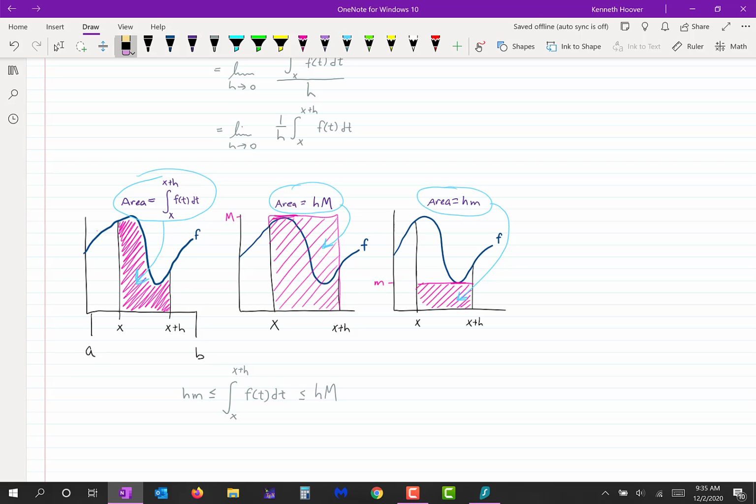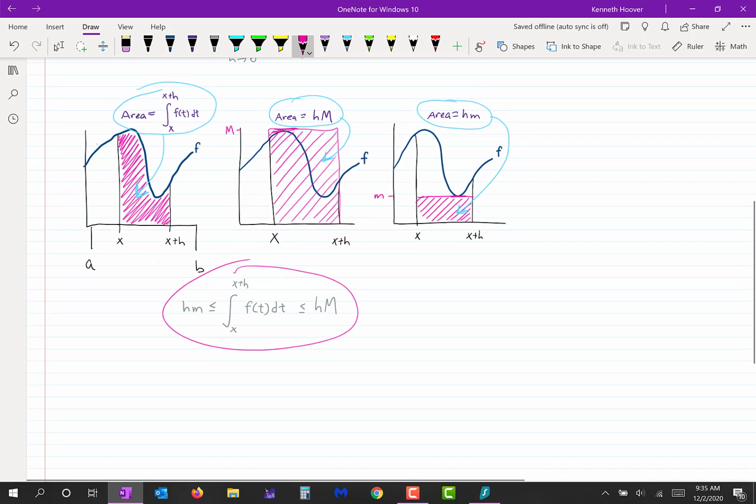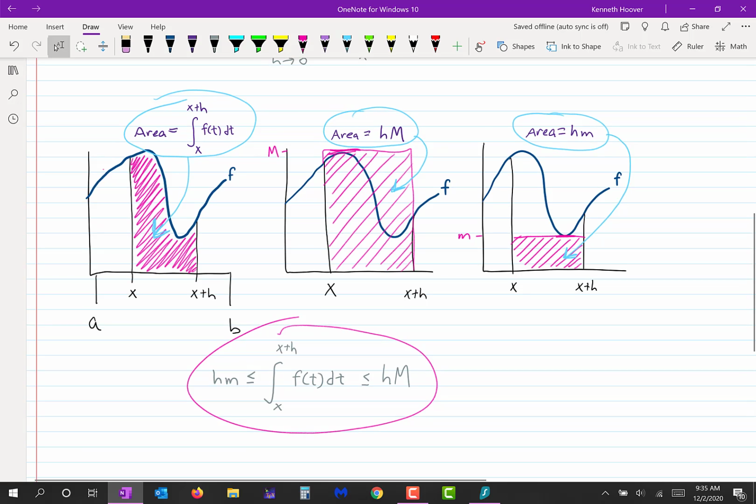We were left off trying to figure out the limit as h goes to 0 of 1 over h times that integral. Okay, now down here, I've said that that integral is between h little m and h big M. Okay? Let's do this now. I'm going to scroll back down here and let's make this a little bit bigger.